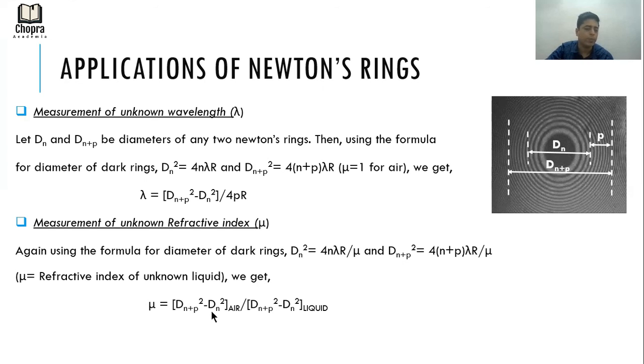So what we have done is we set up the experiment in air and find the diameters of the two rings, and next time we put a liquid drop and do the experiment again, and we find the same nth and n plus pth rings' diameters. They will have shifted by now, and that shift corresponds to the refractive index. Once we have these four ring diameters, we can easily calculate the unknown liquid refractive index.